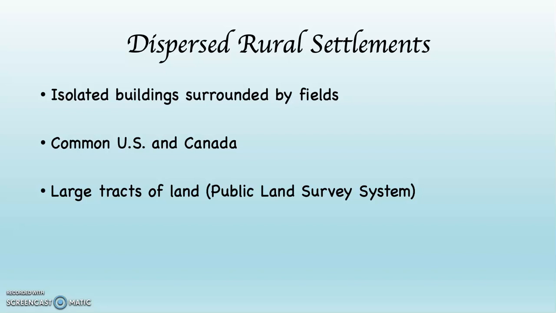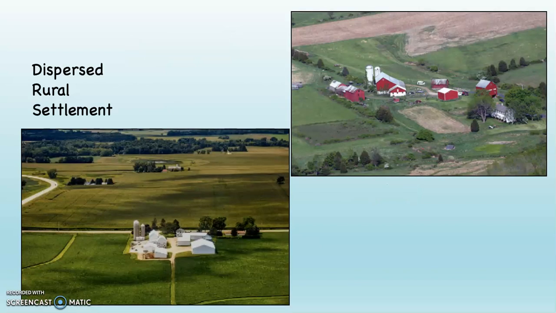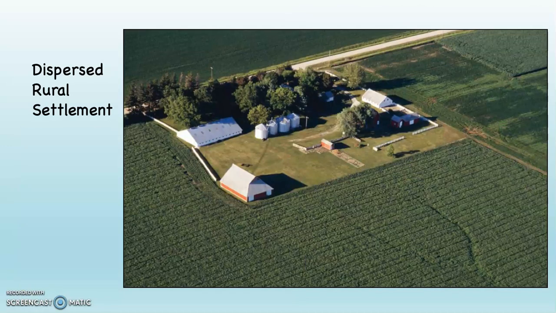And the public land survey system set up large lots of land for each farmer to farm on. This is easiest done in developed countries, in rich countries, because of the transportation networks. Usually in rich countries, what ends up happening is you have excellent transportation, and that allows for people to be spread out at greater distances. You can see right here, dispersed rural settlements, classic of the American landscape. Same thing here. Isolated farm buildings, fields all around them, neighbors not close by. That is a dispersed rural settlement.